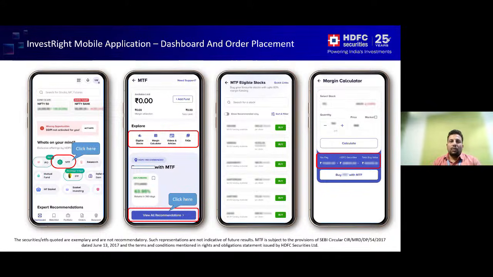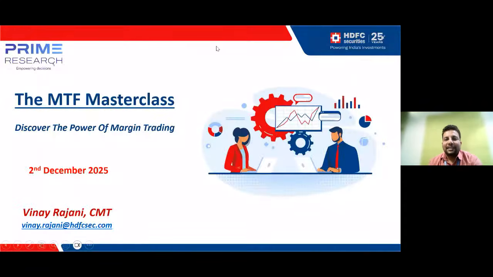So this was a small walkthrough and the definition of MTF, where the understanding of this product was explained by me. Now we have Mr. Vinay Rajani from our research team, who will take it further to give more clarity about the scenario, market view, and how the MTF calls work. Over to Vinay sir, please proceed.